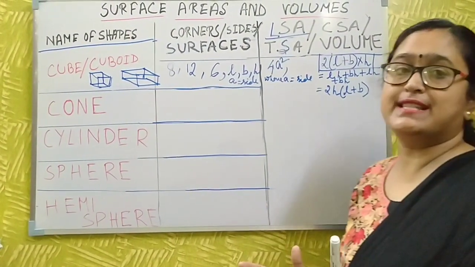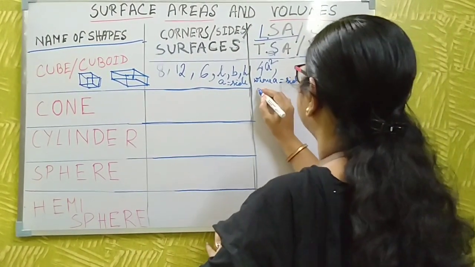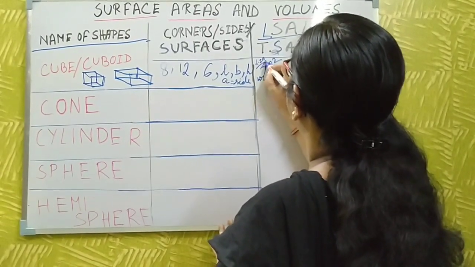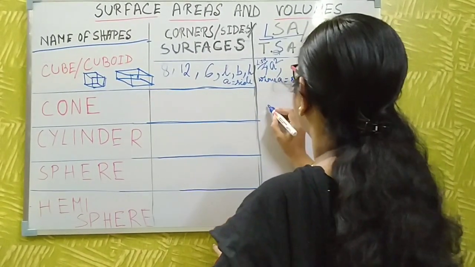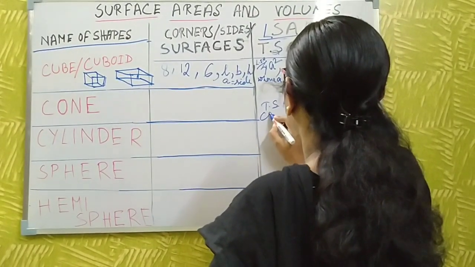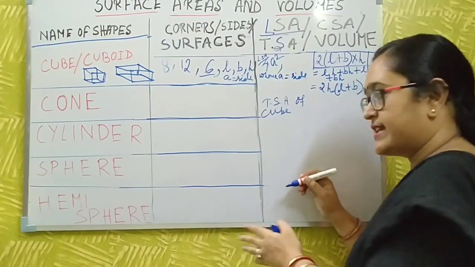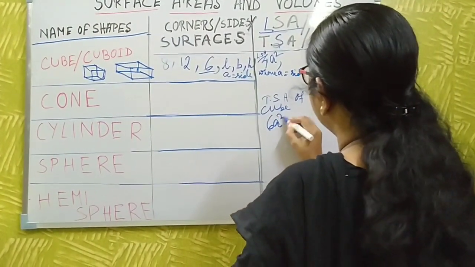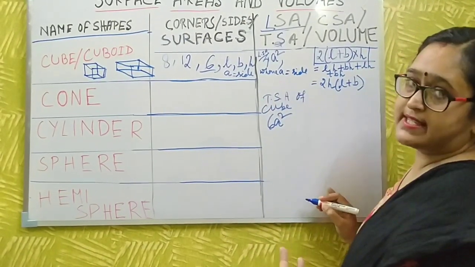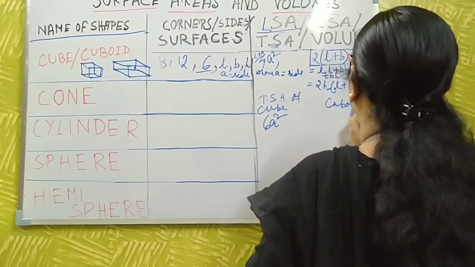Now the total surface area. How many surfaces are there? 6. There is no problem. This is the LSA, the lateral surface area of cube and cuboid. Now the total surface area of a cube. How many surfaces are there? 6 surfaces. Then 6a square. You know the area of a square is also a square. Then 6 surfaces are there, 6a square.